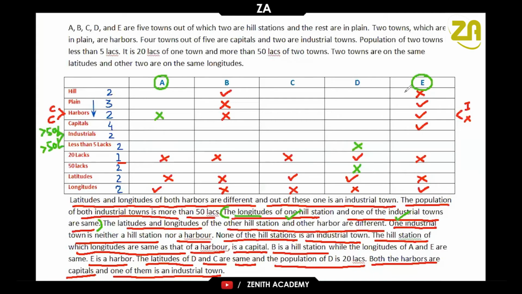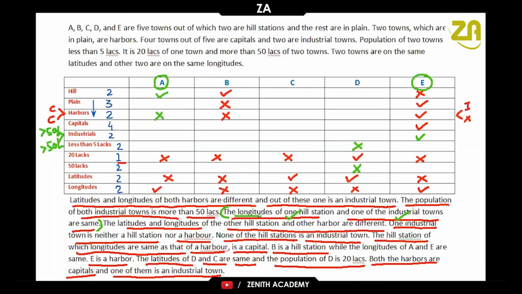So look here, between A and E, you already decided that E cannot be hill because E is a harbor, and a harbor is a plain. So when E cannot be hill, obviously A is going to be hill. A is hill and it is given one hill and the other is industrial. So E is going to be the industrial town. Got me? First time this information was indirect information, but now it is very evident to decide, correct? So proper strategy, proper method is required.